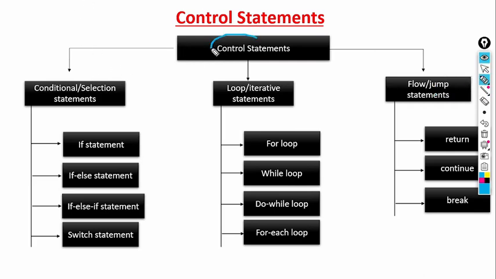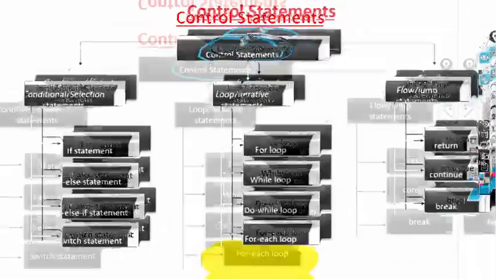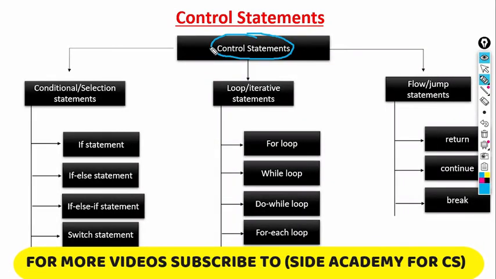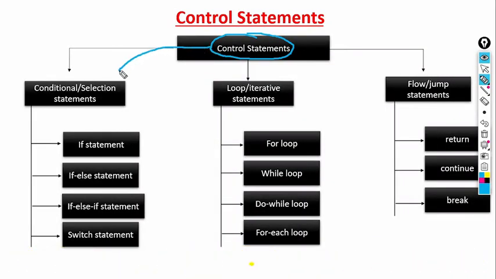Say we have the control statements. Inside the control statements there are 3 sub-statements. One is called the condition or selection statement, another is called the loop or iterative statement, and one more is called the jump statement. Now inside the conditional statement, we have some conditions, and on the basis of that condition our work will be done.